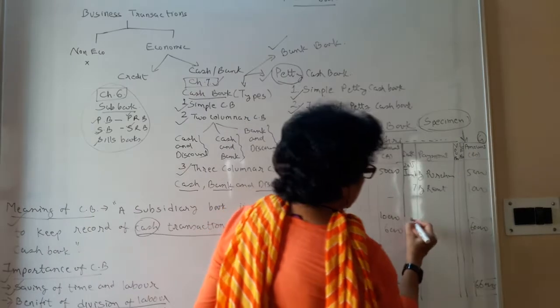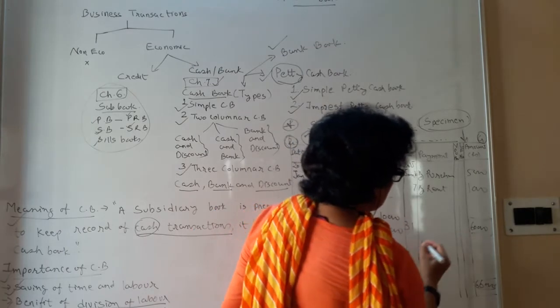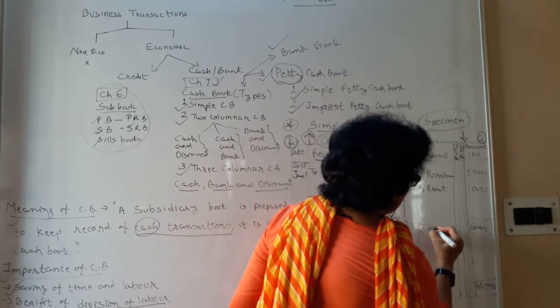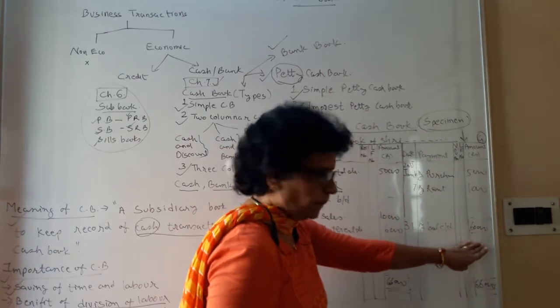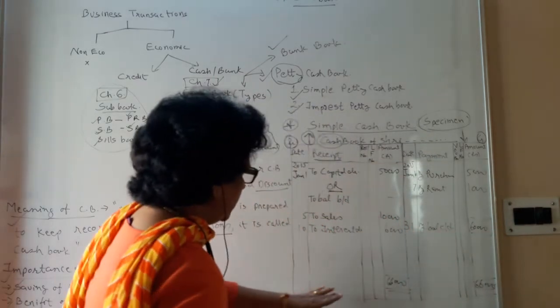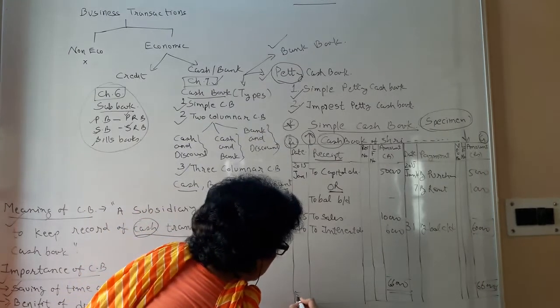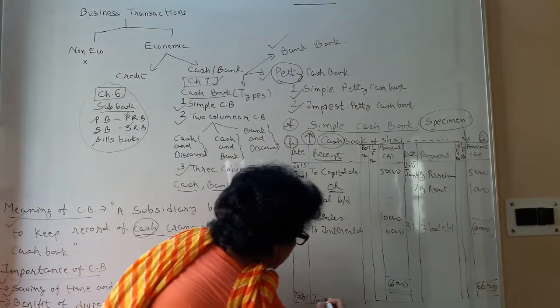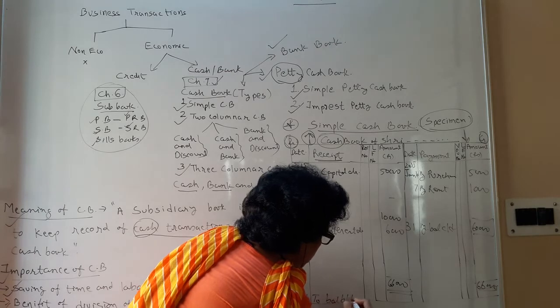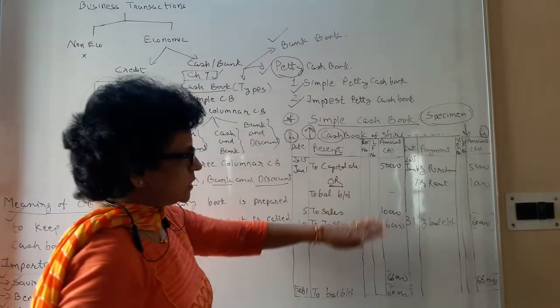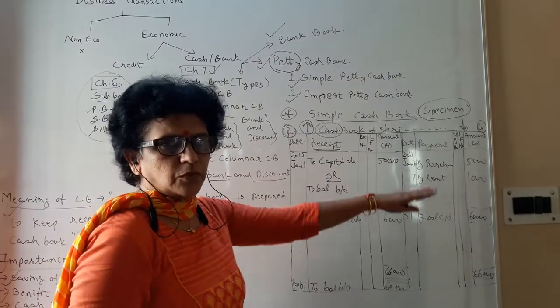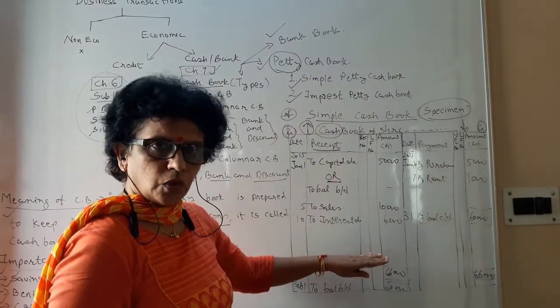It's January, so the last day is the 31st. You write by balance carried down, 60,000 rupees. The same becomes the opening balance for February 1st, that is, to balance brought down, 60,000 rupees. In this manner, you have to do the simple cash book posting.